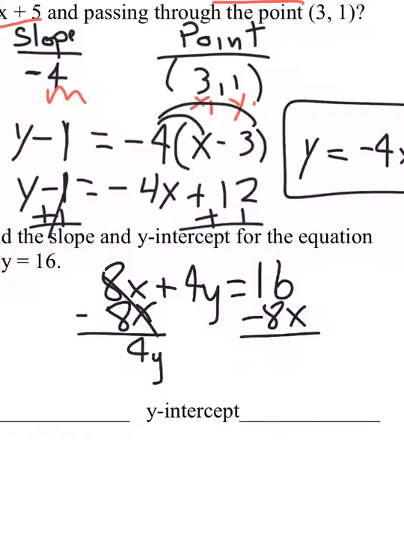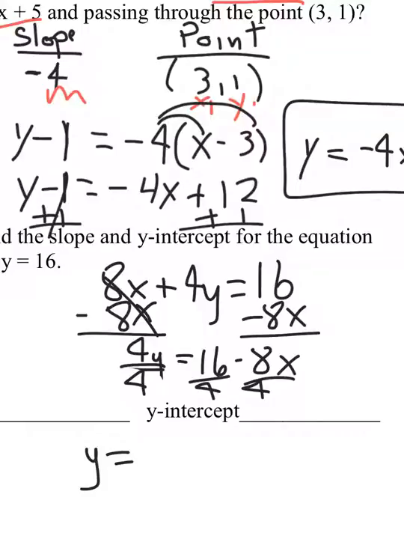Cancels. 4y equals 16 minus 8x. Again, do not literally subtract this and get just 8. The 16 stays by itself, the minus 8x stays because it has an x with it. Second step, divide by what's in front of y. Let's try that again. And 16 divided by 4 is 4. 8 divided by 4 is 2.